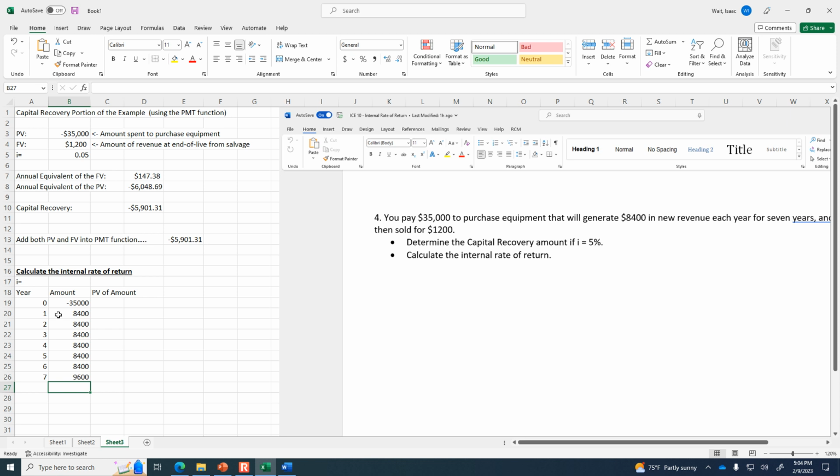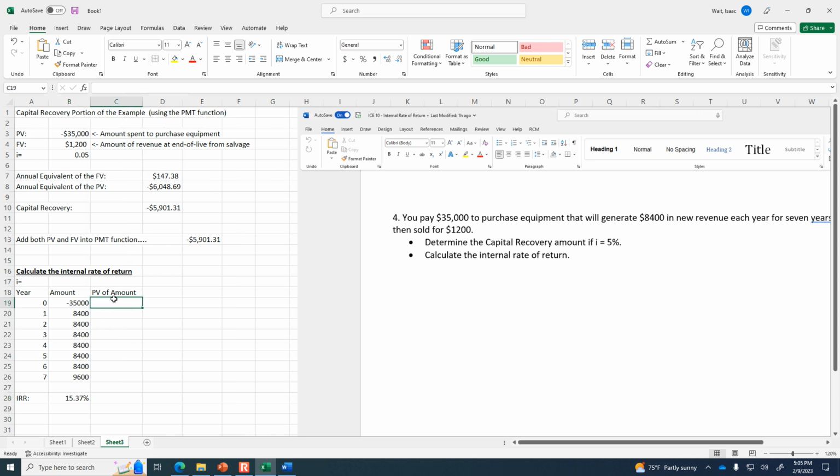What Victor remembered was you don't even have to do this column to calculate the internal rate of return. Victor remembered there's this function, the IRR function, equals IRR, and you just put in the amounts and it will calculate. It looks like 15.37%. My idea was that you'd do it this way and play around with the interest rate just for the practice. So let's see if it gets the same value.